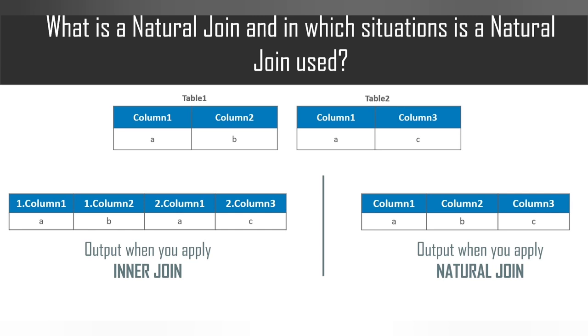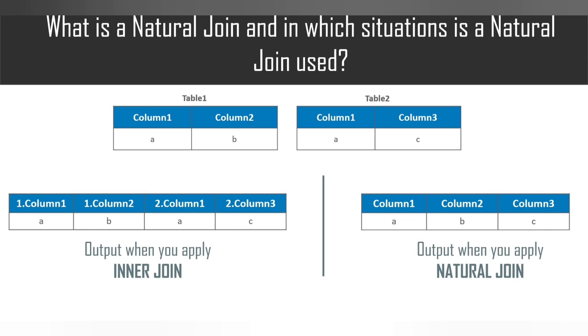So, for example, if you see on the screen, we have two tables, right? That is table 1 having 2 columns and table 2 having 2 columns. Table 1 has column names column 1, column 2, and table 2 has column 1 and column 3. If you apply a natural join on both these tables, you'll get an output as column 1, column 2, column 3, and the respective records. But if you apply an inner join, you'll get an output like 1 dot column 1, that is table 1 dot column 1, and then 1 dot column 2, that is table 1 dot column 2, and the respective records would be stored.